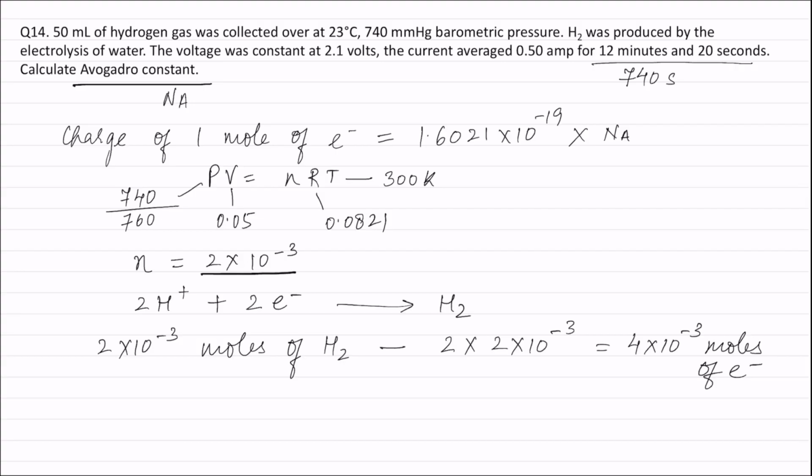Now total charge involved in this process is equal to Q is equal to I into T. I is given as 0.5 amperes and time is 740 seconds. Therefore Q is equal to 370 coulombs. So charge carried by 4 into 10 to the power minus 3 moles of electrons will be equal to 370 coulombs.